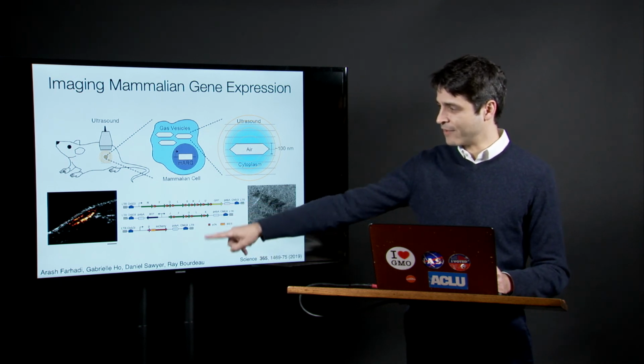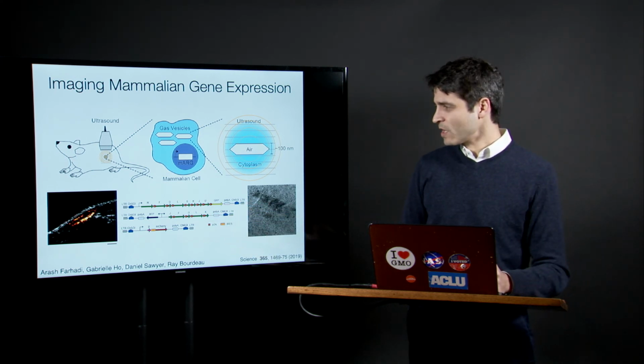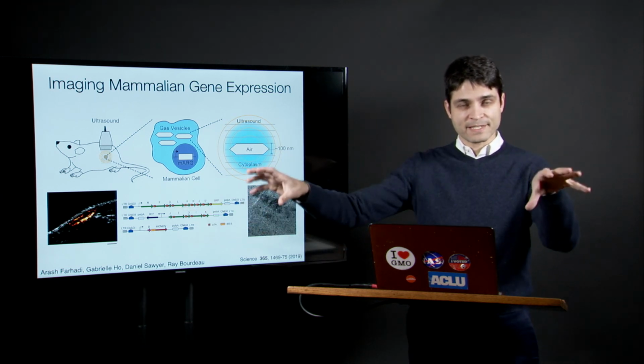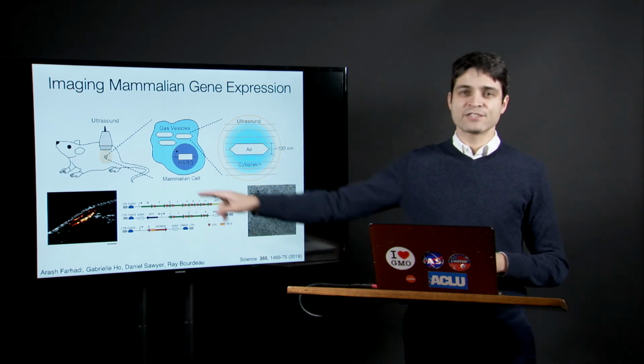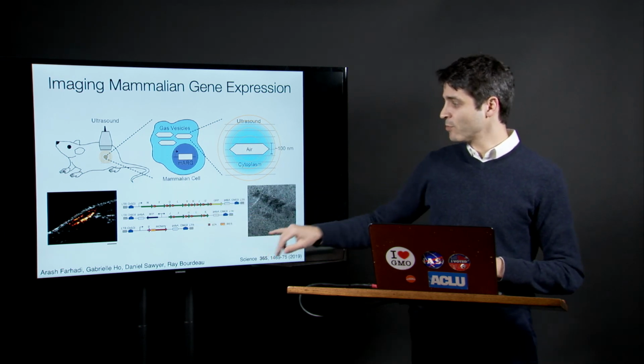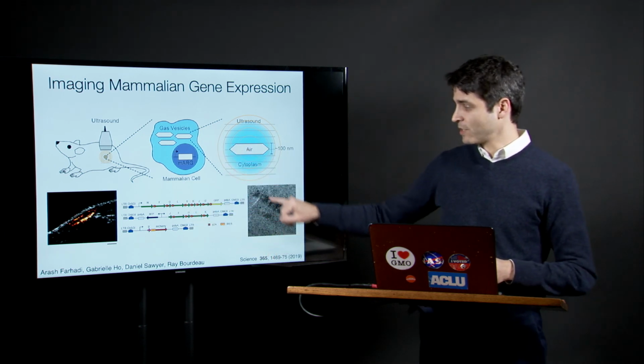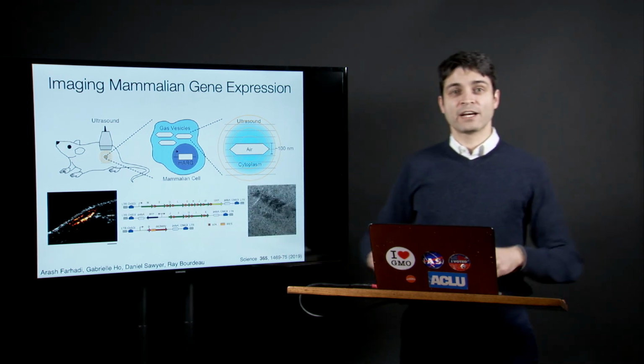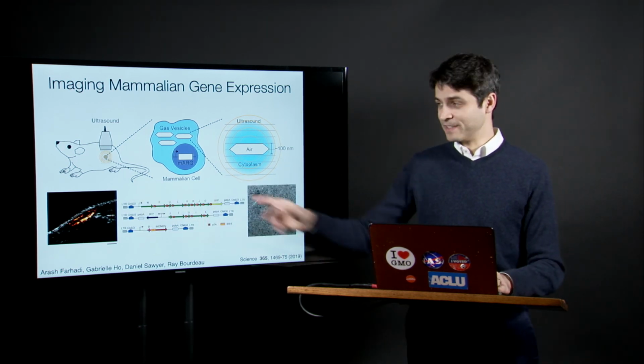And so several students in our group worked on this problem and designed a way by borrowing components from these cyanobacteria, some viral elements, and stringing these genes together in a way that when you put them inside of a mammalian cell, you can get gas vesicles formed inside that cell. And now you can use ultrasound to watch gene expression inside of, in this case, a tumor.